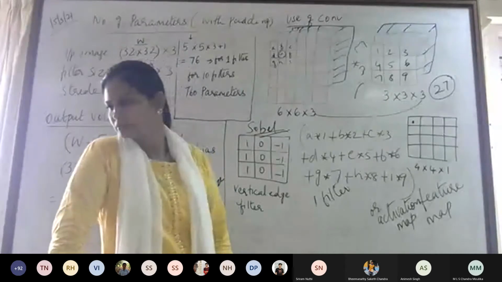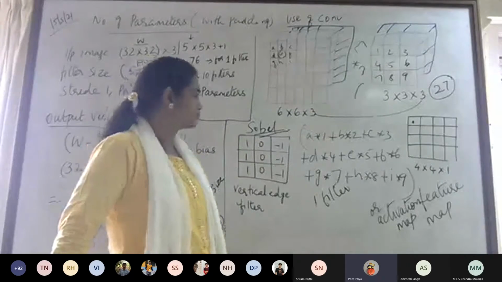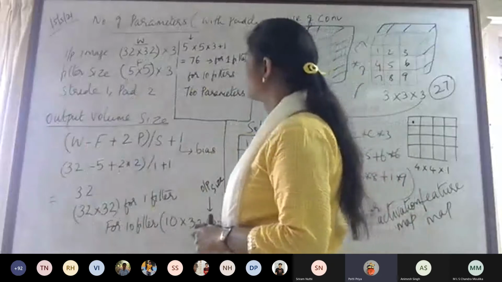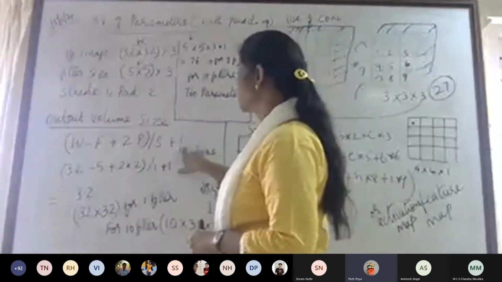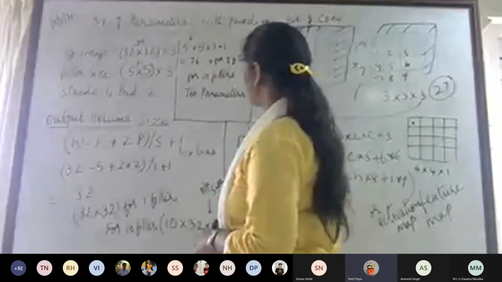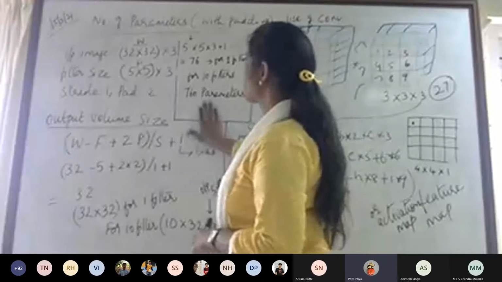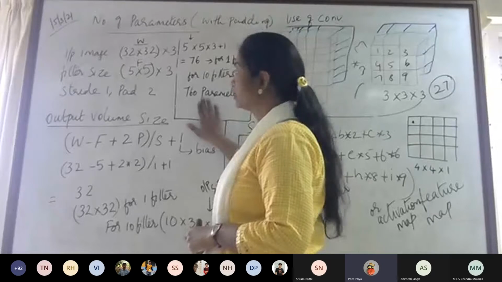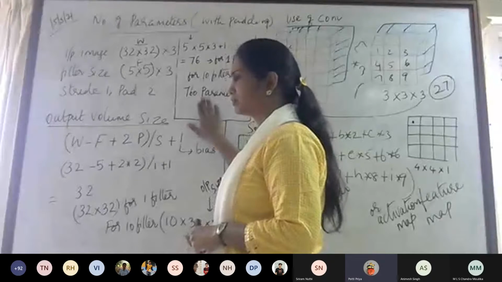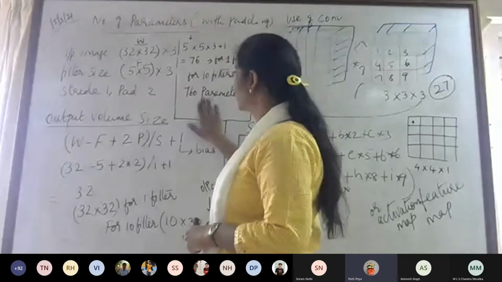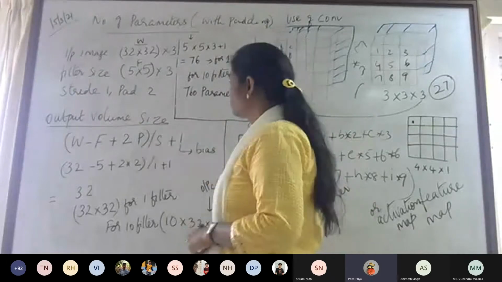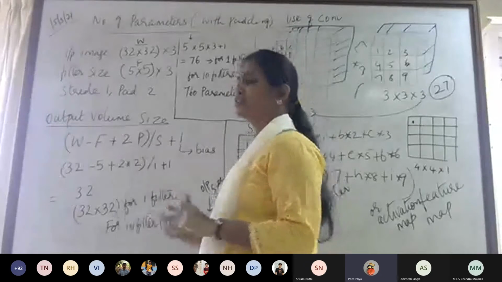Ma'am, in the left side, the output volume, you wrote width minus filter plus 2p plus 1 will be there, no, ma'am? This one is for bias. Suppose we are using this formula for this, this is 6 cross 6 cross 3 with padding. We can put p equals 0, no, ma'am? Then this formula should match for this also, no, ma'am? Yeah, without padding also it should work.